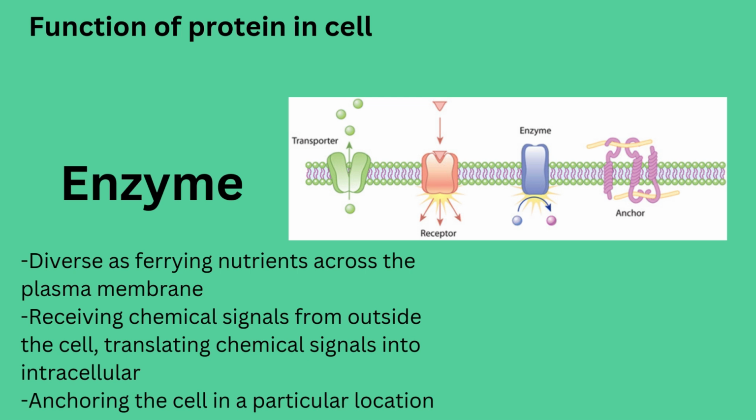For example, plasma membrane proteins carry out functions as diverse as carrying nutrients across the plasma membrane, receiving chemical signals from outside the cell and translating the chemical signal into an intracellular reaction, and sometimes also anchoring the cell in a particular location.